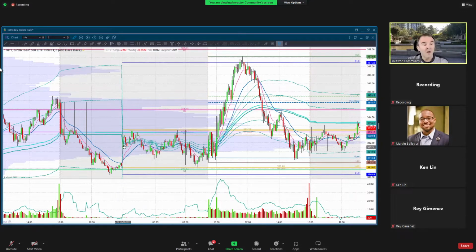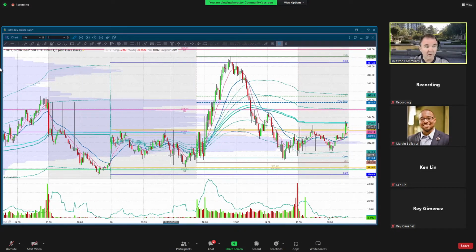And you can see we chopped around all through the pre-market, trying to figure out what to do. It was not looking good. There was no reason to think things were going to be good. We opened and we got kind of volatile. And we didn't completely fall apart.